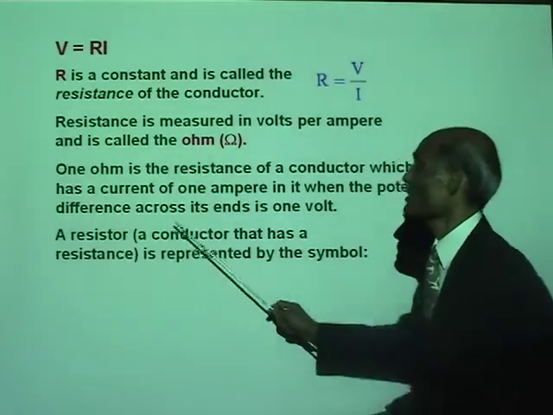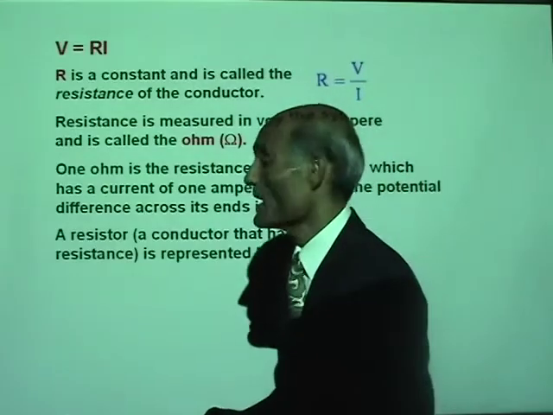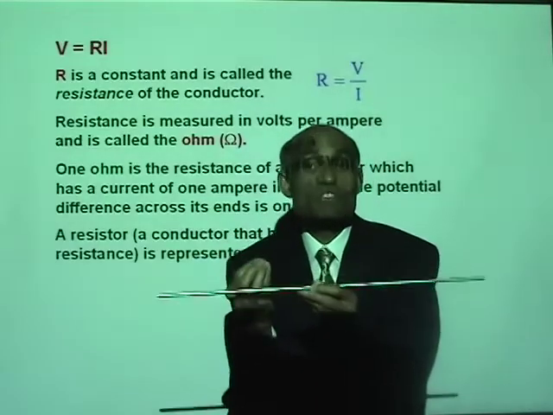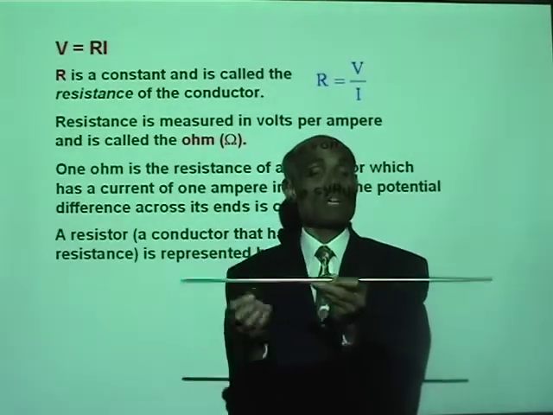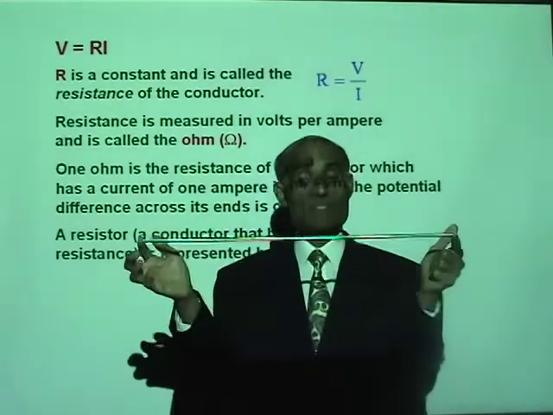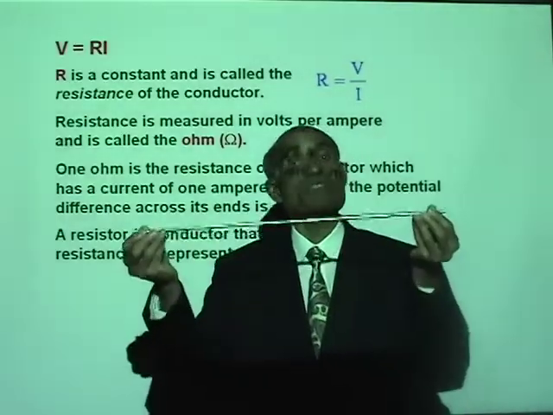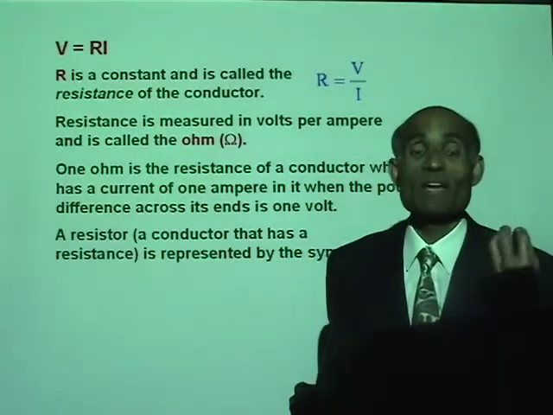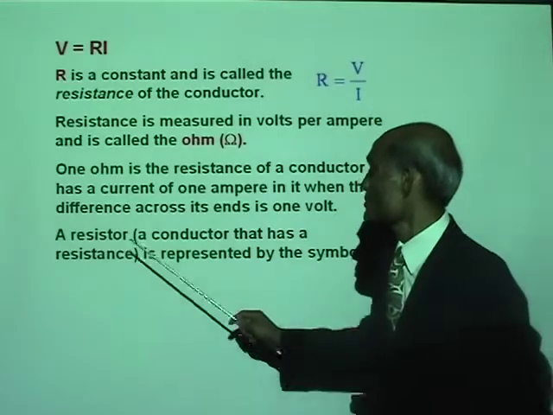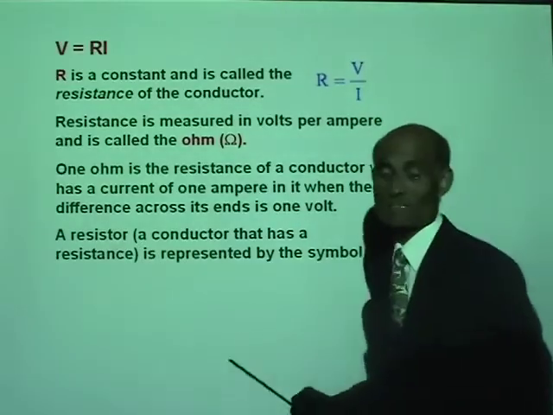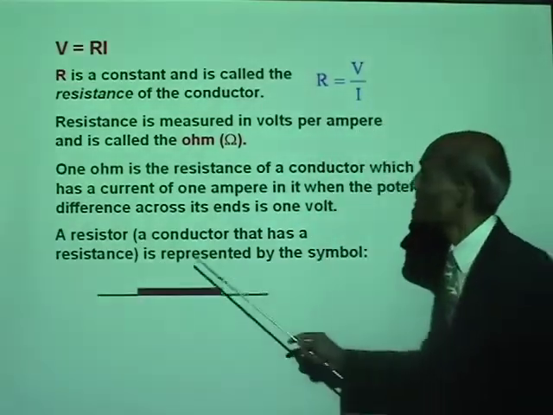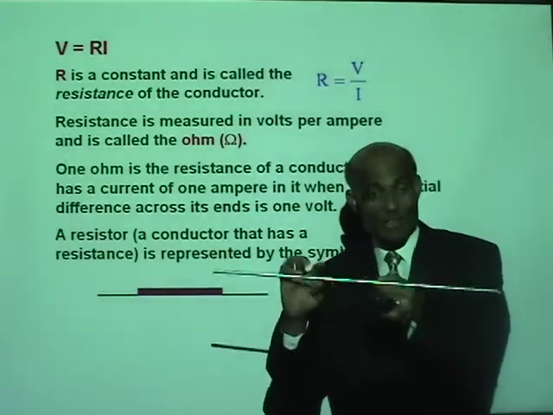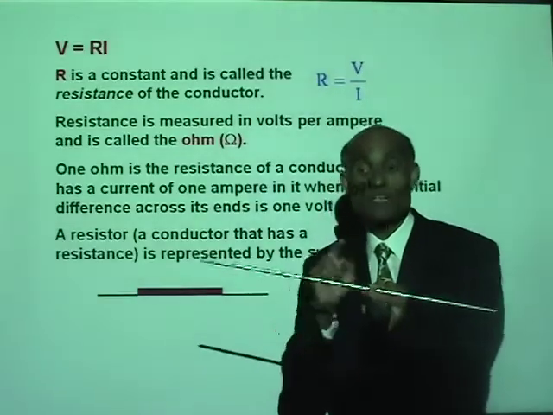A resistor, what is the meaning of a resistor? Any conductor which offers a resistance for the flow of current is called a resistor. So this conductor can be called a resistor. And in electrical circuits, resistors play a great role. So a resistor is represented by a symbol. We will represent a resistor by this symbol. Or a conductor. A resistor is a conductor.